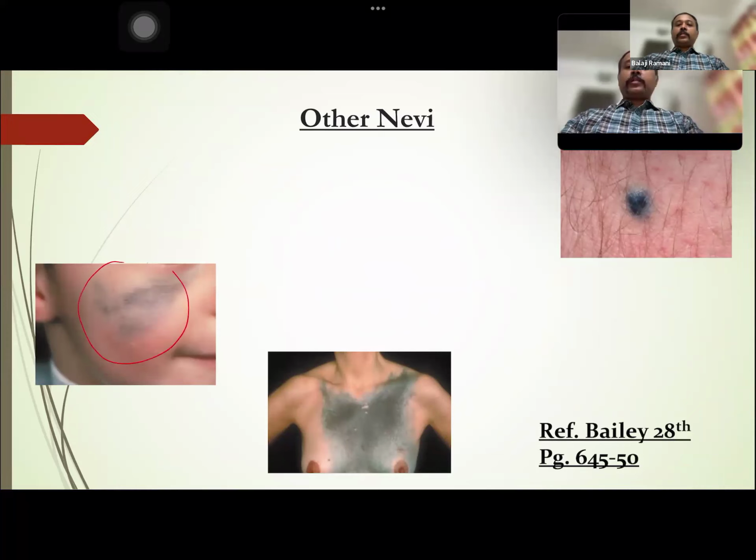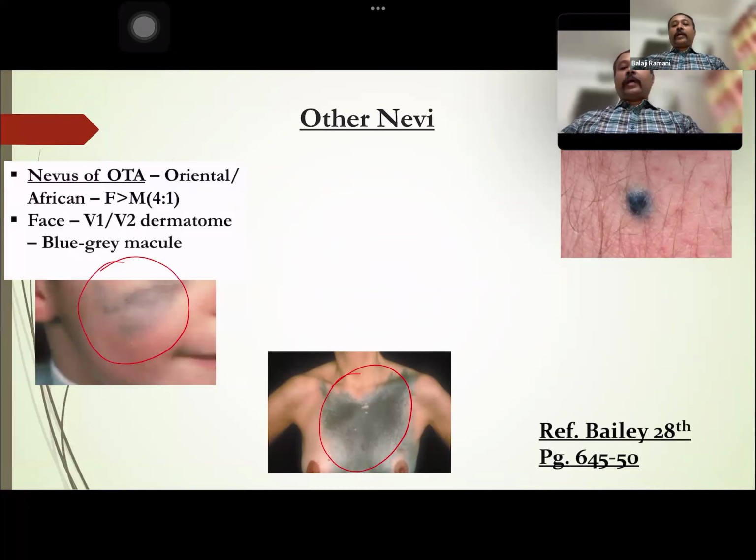So what is this? Nevus of Ota, nevus of Ito. Ota will happen in the face. Oriental and African, female greater than male, usually in the trigeminal dermatome. V1 and V2 is where you will get the distribution. So this is known as nevus of Ota. This has come as a question.